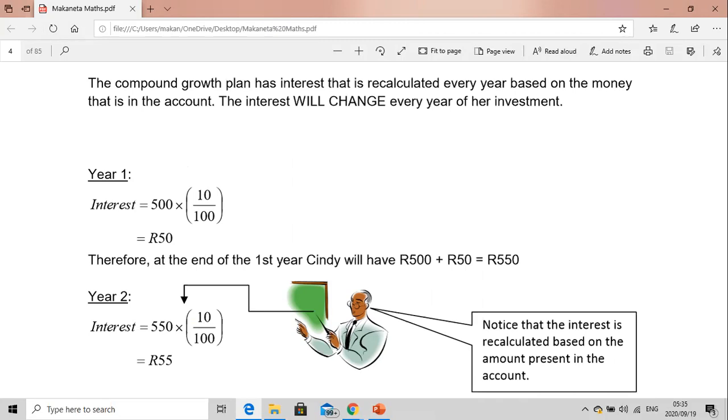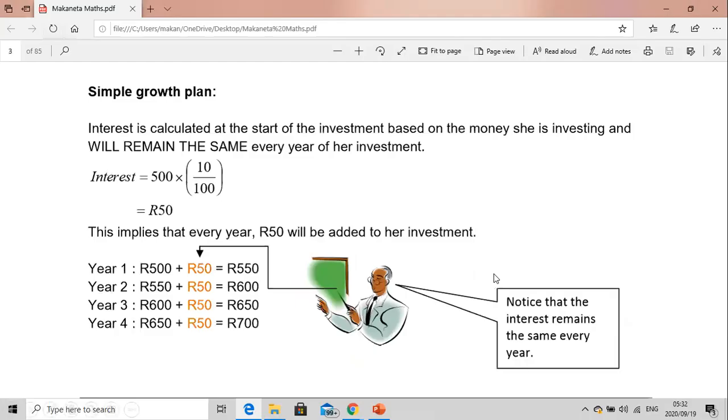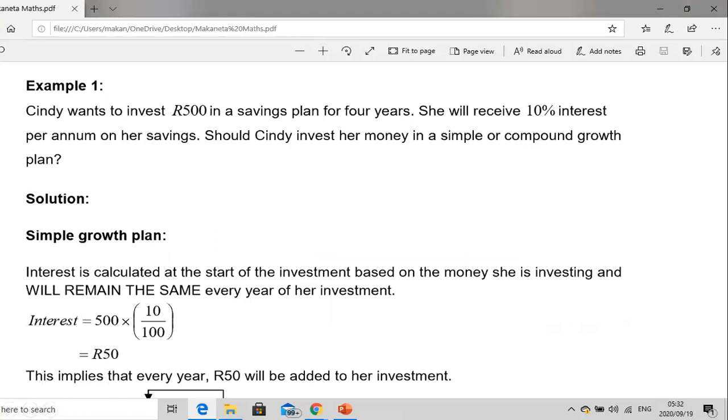I'm just going to zoom directly into the next phase, which is another calculation, the compound interest. Compound interest will be different from the simple interest, and this one is very different, because you can tell that at the end of the first year, the investment will be 550. The simple growth plan at the end of the first year is the same as the compound growth plan, because the amount is the same.